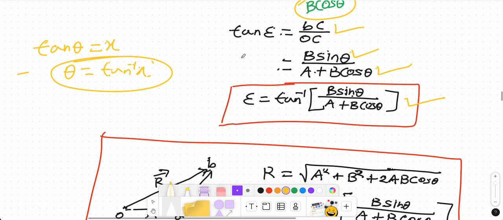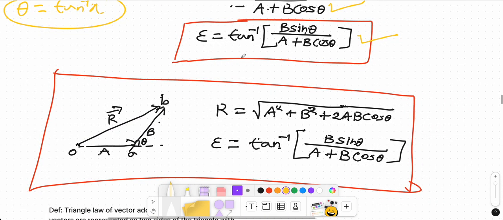Great. So finally, we got: if A and B are two vectors acting at an angle theta, then the magnitude of the resultant is root over of a square plus b square plus 2ab cos theta, and if it is making an angle epsilon with the A vector, then epsilon is tan inverse of b sin theta divided by a plus b cos theta.